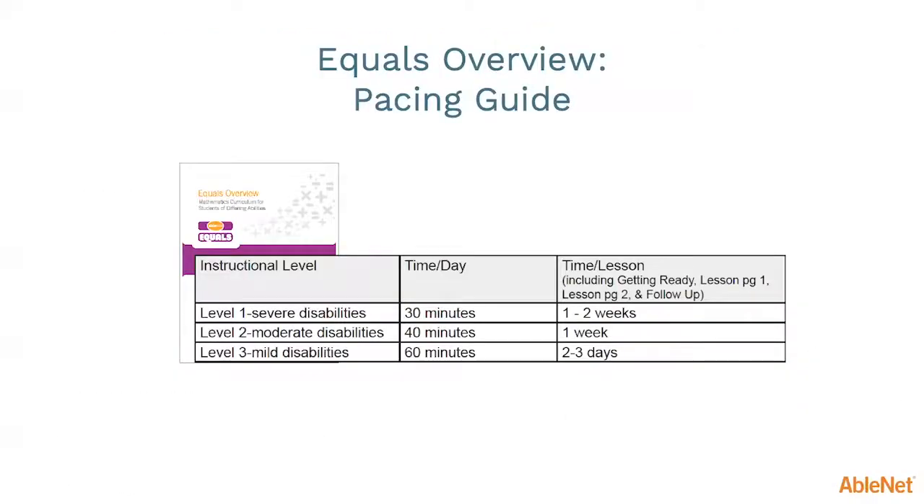Every Equals lesson is 4 pages in length, and it can take anywhere from 4 to 14 days to complete. This does include reviewing lesson components. Students are not expected to master an objective before moving on to the next lesson.